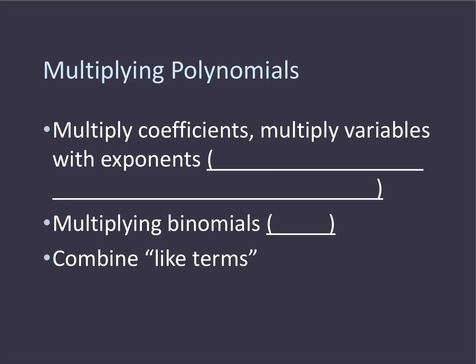So in multiplying polynomials, we multiply the coefficients and multiply the variables with exponents. So we add the exponents if the base is the same, just like we did in P1 and P2. So we add exponents if the base is the same.